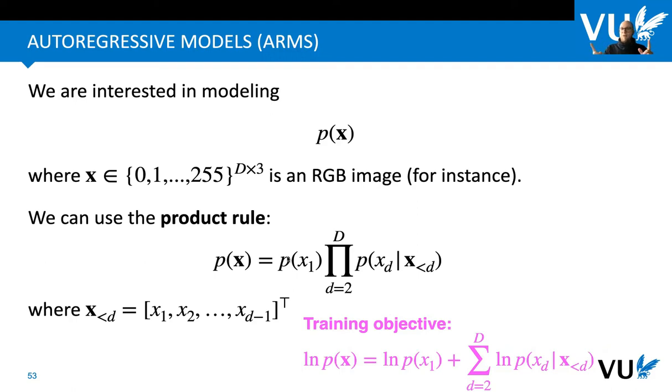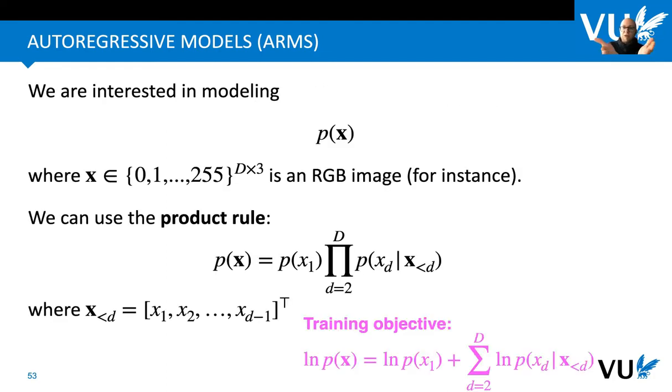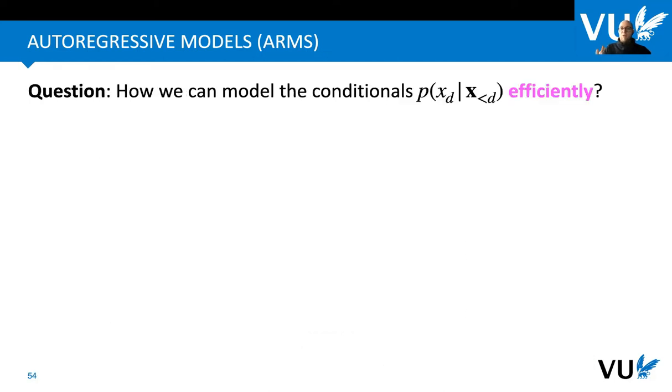But of course, now the question is how we can model it, how we can model the conditionals efficiently, because this is the core, right? Theoretically, we know this is just this equation, and that's it. And we can code it up. We have everything: training objective, we have sampling, and so on. But how can we model these conditionals, right?